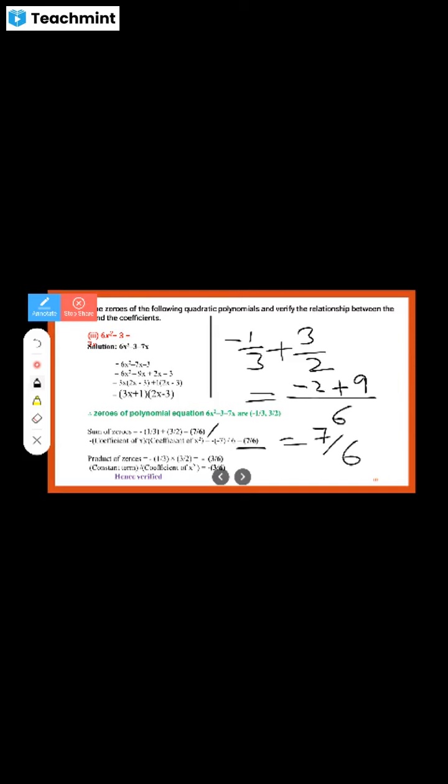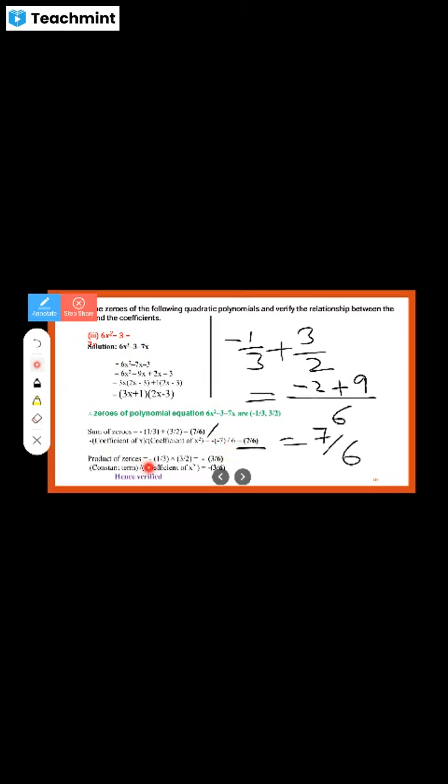Then here, minus coefficient of x. Here the coefficient of x is minus 7. Minus of minus 7 is plus 7. And the coefficient of x square is 6, that is 7 divided by 6. So here this term is verified.